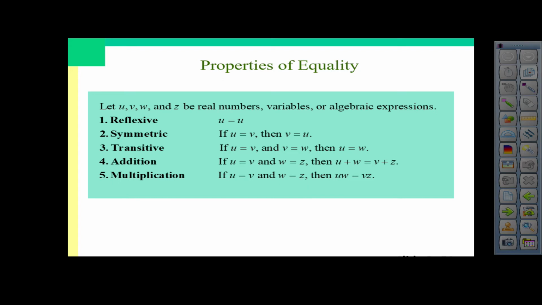It's like my friend's friend is my friend. Something like that. Addition: U equals V, W equals Z. If you add U to W, that means you're also adding V to Z because they're equal. Multiplication: U equals V and W equals Z, then U times W equals V times Z.